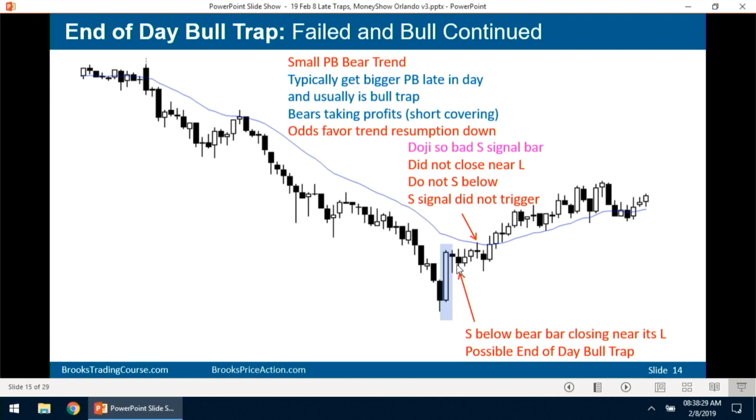This went below that low, but it's 4 bars earlier. I want the sell to take place on the very next bar. I want some sense of urgency. So for me, I'm not going to sell here. I'd wait for a second entry sell.